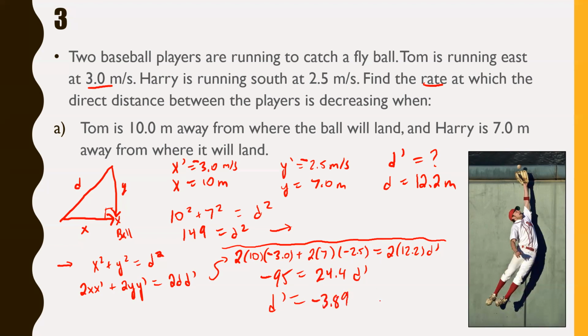Negative 3.89, and I guess because that's a rate of change of the distance, that would be meters per second. So in other words, the distance between these two guys is getting closer and closer at a rate of negative 3.89 meters per second. Pretty cool. But again, part B is going to analyze whether that number, that d prime, stays the same regardless of how far away these guys are. So let's see this part B here now.